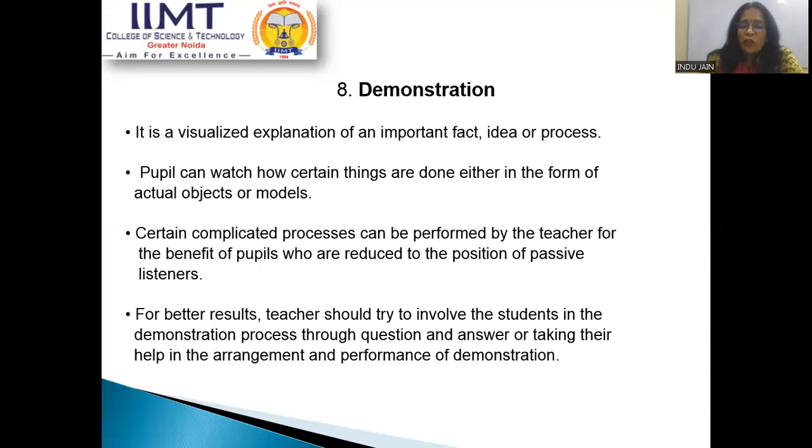However, this involvement is of different types, like asking questions or taking their help in the arrangement and performance of the demonstration. It means that while the teacher demonstrates any lesson, students remain active, not passive listeners. It is very important to get good results by demonstration, or to fulfill our objectives, we have to involve the students in our teaching learning activities.